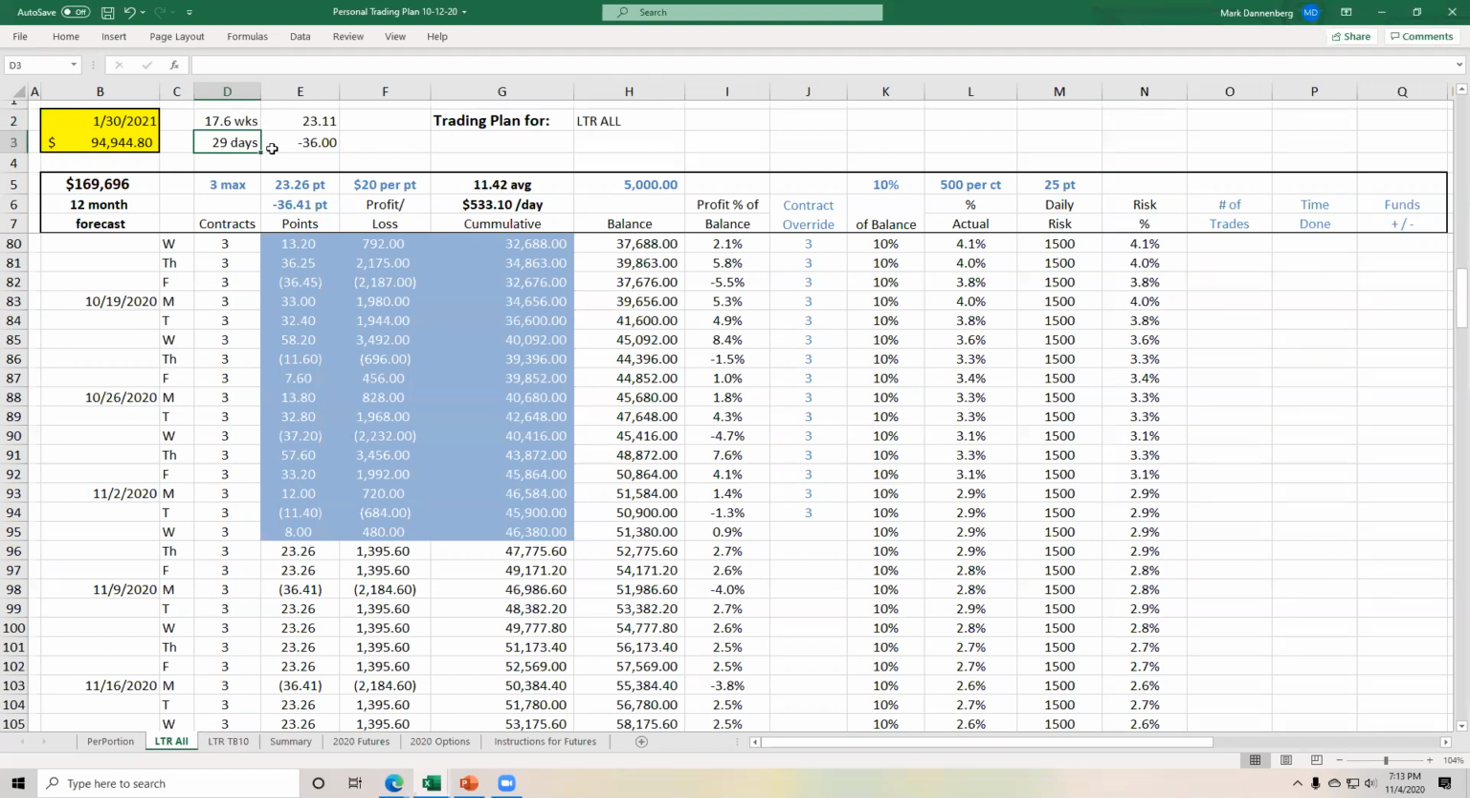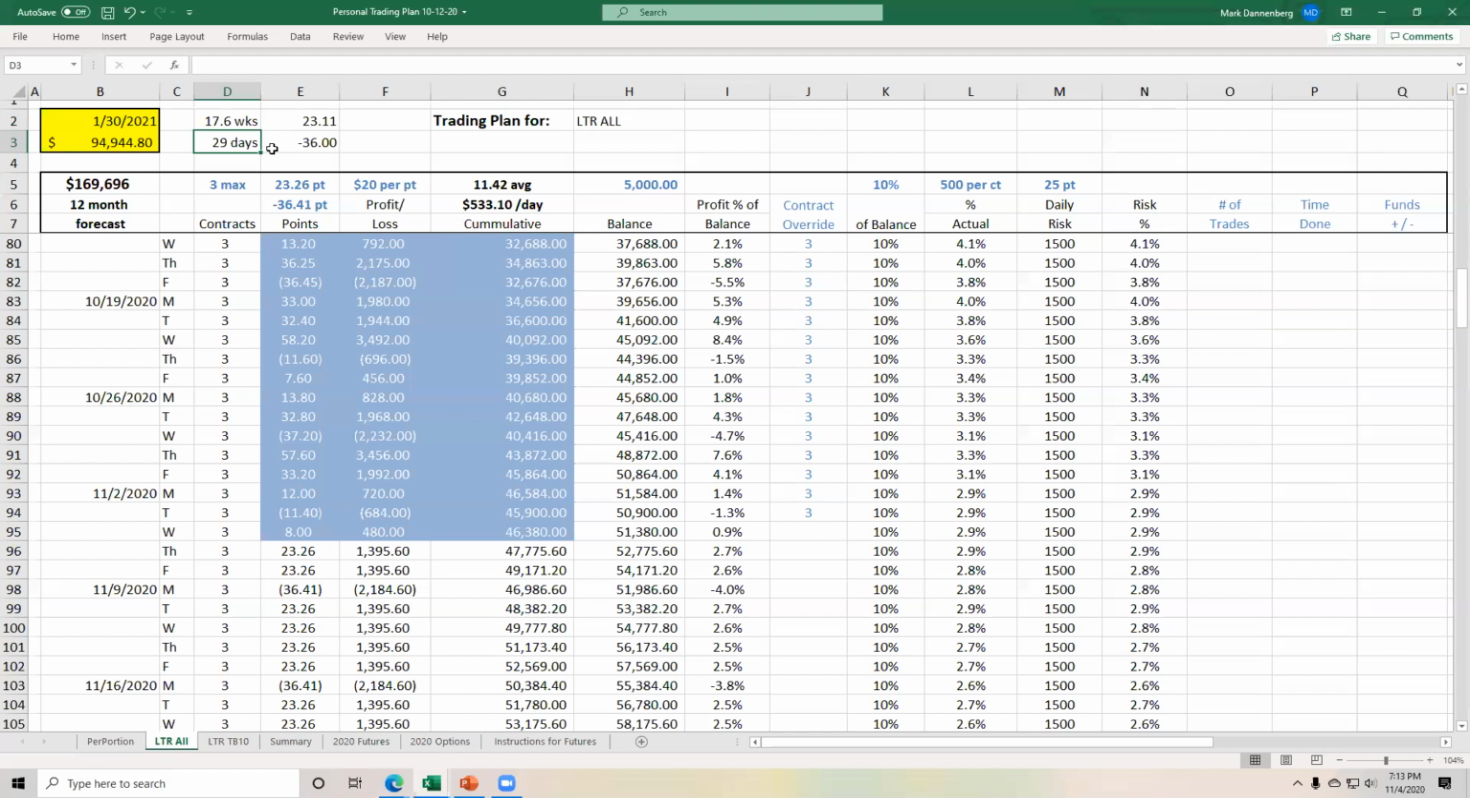29 losing days. Now, this is where a lot of people will pause and go, "Oh my God, that's horrible." They'll start to make an assessment. And what I caution you about is, it's more important that you focus on the run rate averages. Don't get hung up on an individual data point. Don't get hung up on a big winning day. Don't get hung up on a losing day.